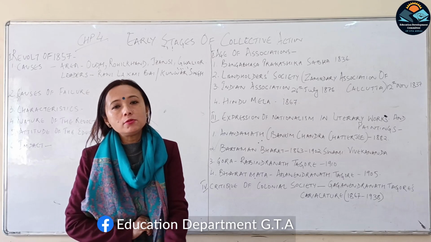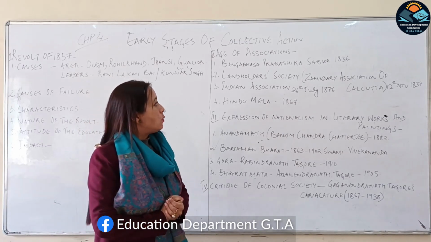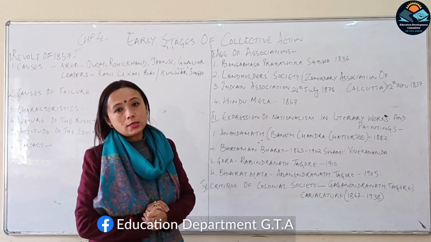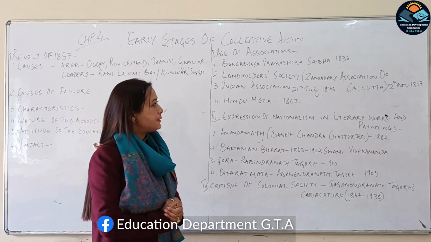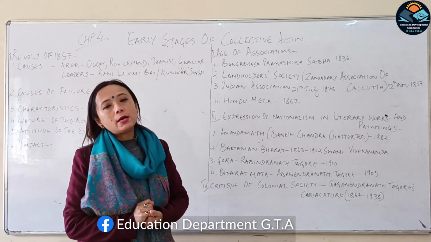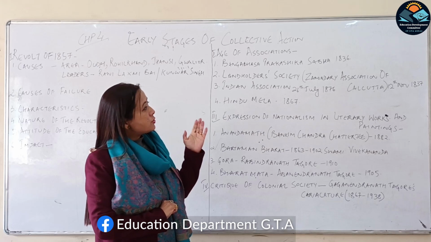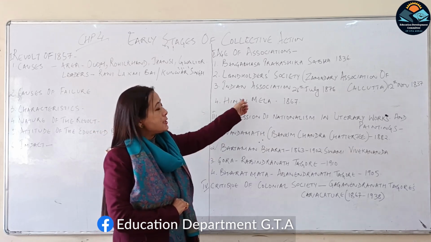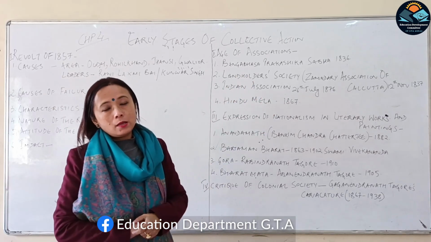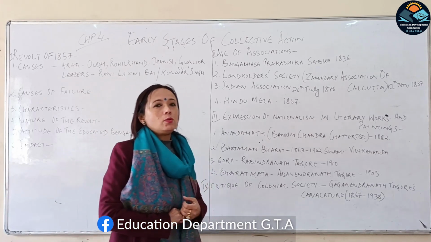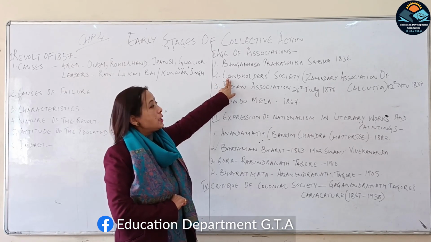Now, the first association organized with a specific political outlook in India was the Zamindari Association of Calcutta, which was established on 12th of November 1837. Now, it was attended by Radhakanta Dev, Raja Ram Mohan and many others, and later the society came to be known as the Landholders Society in 1858. Now, with what objectives was this society formed? Now, there were many objectives. I will tell you a few of them.